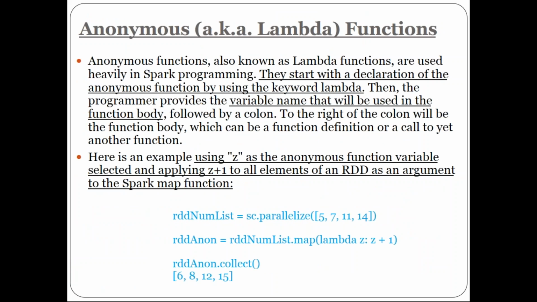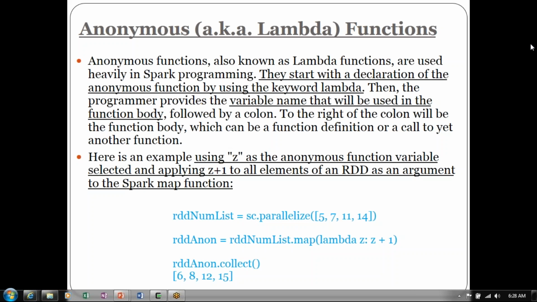Okay. Anonymous functions or Lambda functions. Guys, very important. Put aside your Java Lambda function feature and understanding. Park that aside, and now coming to your Spark, Scala and Python Lambda functions. A Lambda function is a kind of anonymous function. This Lambda function is used very heavily in Spark programming. They start with the declaration of the anonymous function by using the keyword Lambda.